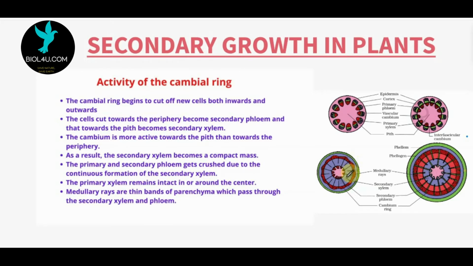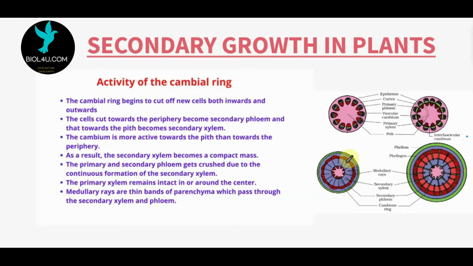Okay, so the cambium is more active. If you take the number of cells produced outside and inside, you can see that the cambial ring is more active towards the pith than towards the periphery. That means more secondary xylem is produced inside, so as a result the secondary xylem becomes a compact mass. This secondary xylem present towards the pith becomes very compact, because more cells are produced and apply more pressure. So it becomes more compact, closely arranged. And the primary and the secondary phloem: the secondary phloem is produced outside.